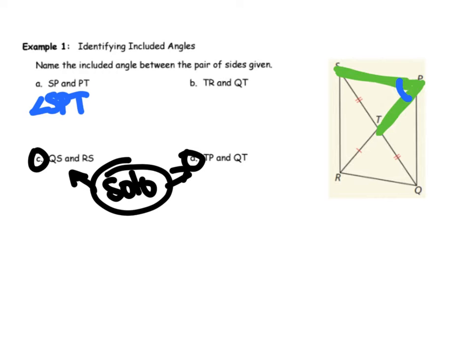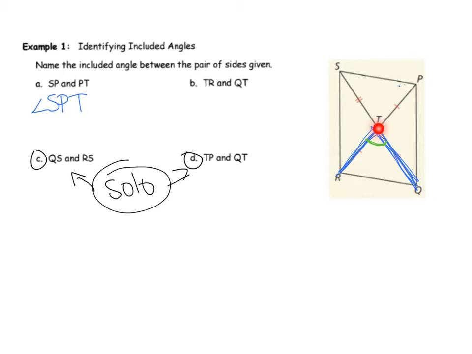All right, now let's look at the next one, which is side TR. TR is here, and QT is here, and the angle that would be included for that would be this angle here. Notice I'm looking where my two lines meet. They meet here, so this is the angle that they're in reference to, which is angle RTQ. Or remember, I could have also named it QTR. Okay, so keep that in mind. Go ahead and try C and D. Good luck.